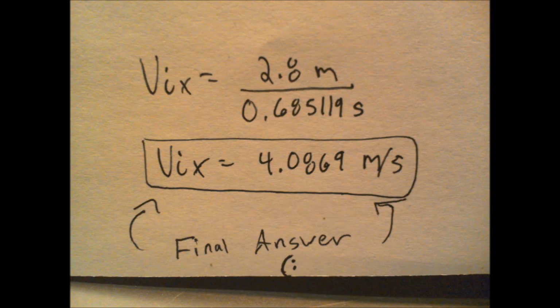Now that we're trying to solve for vix, we're going to just plug in our numbers using that equation, and then we find our initial velocity for x, and that is your final answer.